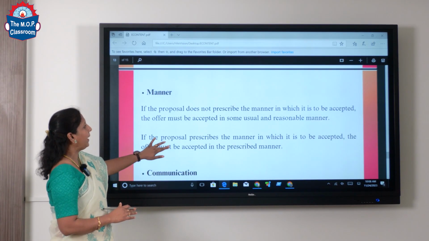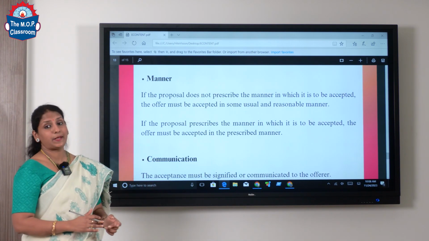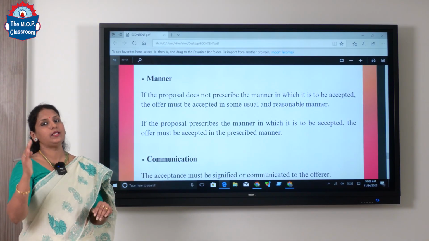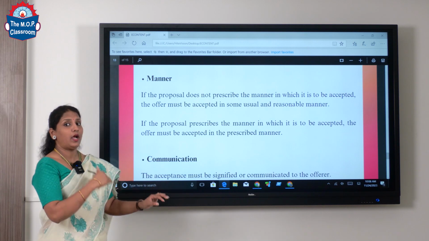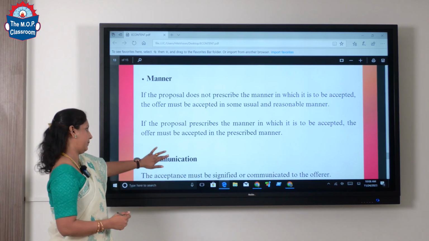The second one is the manner. When the proposal prescribes the manner in which it has to be accepted, it has to be accepted only in that prescribed manner. If the acceptance has to be given through a telegram, in writing, or in an oral mode, then it has to be only in the prescribed mode, whether a telegram, a letter or a call. When they deviate from it, it does not come under the essential elements of an acceptance.